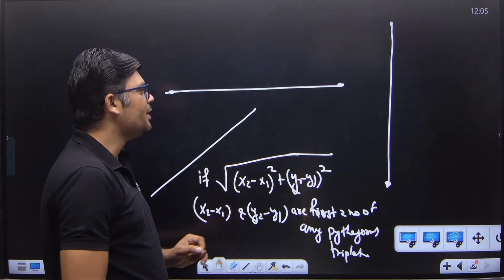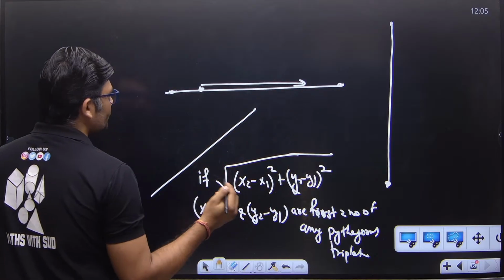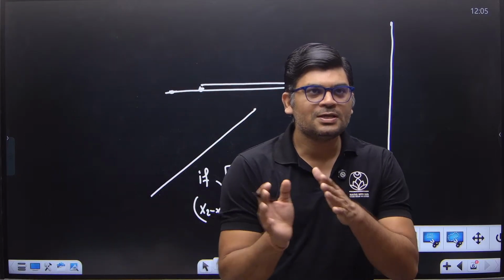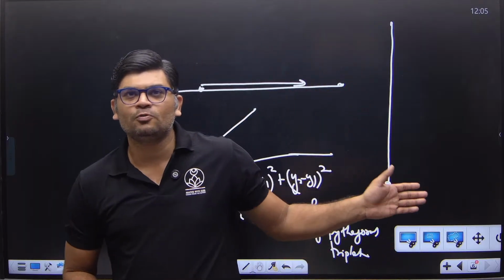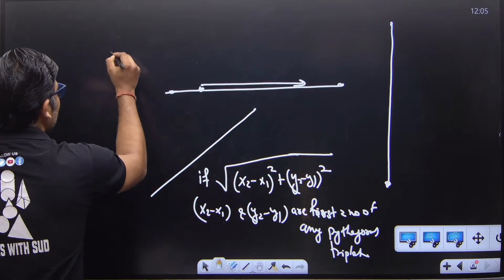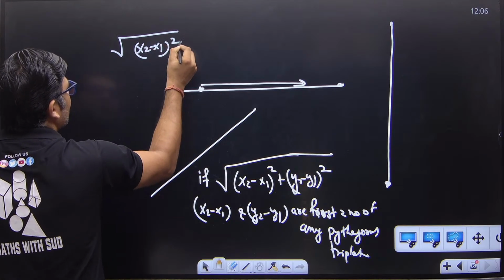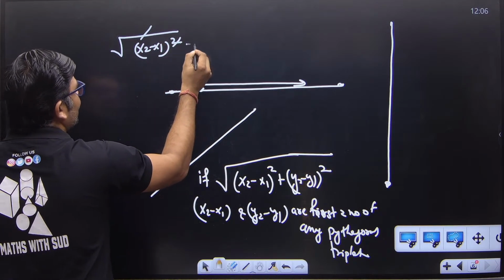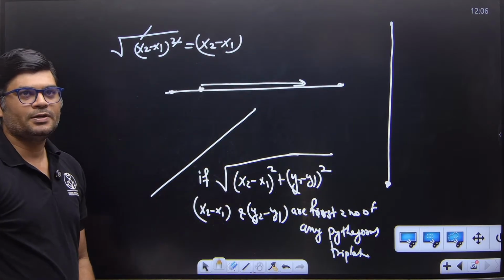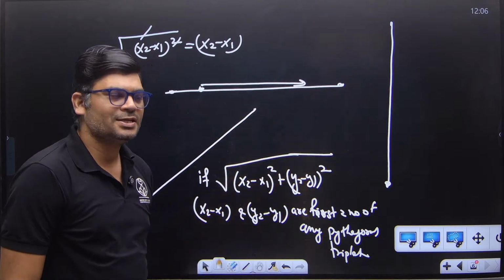Now suppose somebody is moving in the x-axis only. So which part is not covered? That means y2 minus y1 will be 0 only. In that case, if I ask you what will be the square root of x2 minus x1 whole square, the square root and square will get cancelled. So it will be simply x2 minus x1. That's it. Same goes with the y-axis as well.